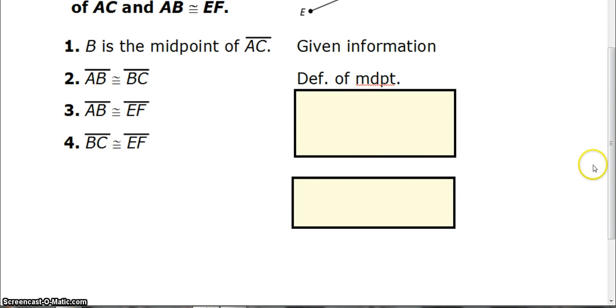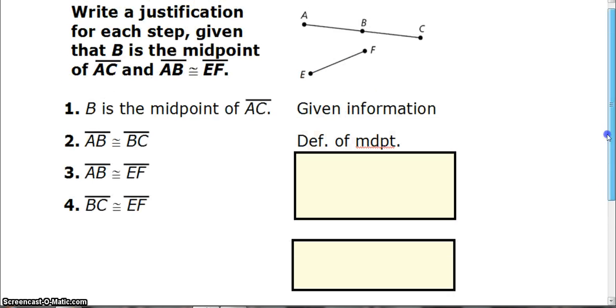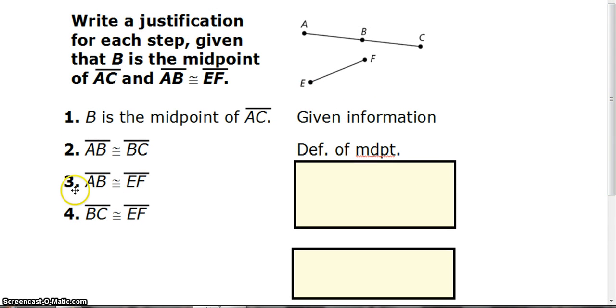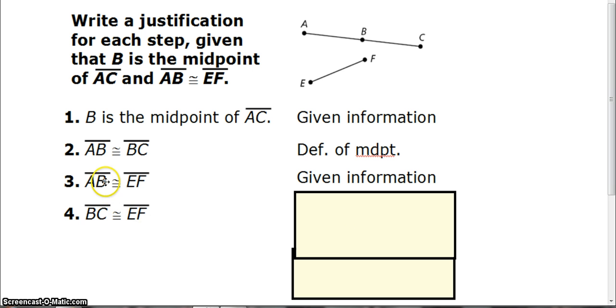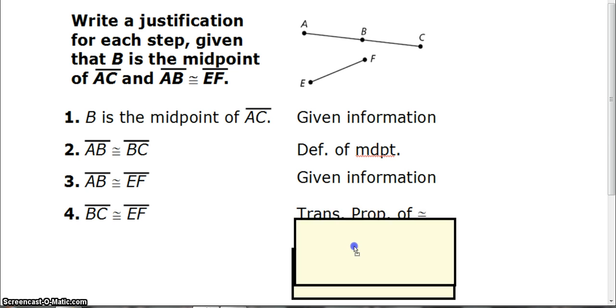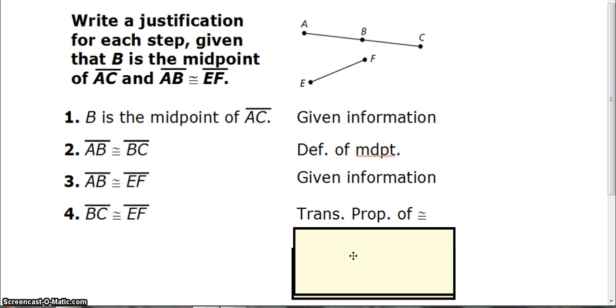Good. And the third step, AB is congruent to EF. Where did this come from? AB and EF. It came from the given information, so more given information. And finally, if AB is congruent to BC, and AB is also congruent to EF, BC then must be congruent to EF, the transitive property of congruency.